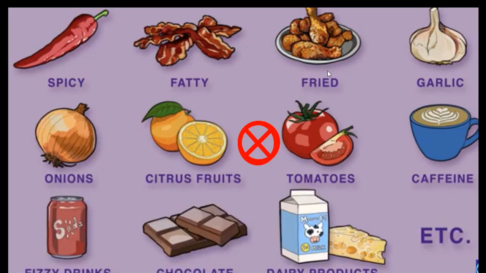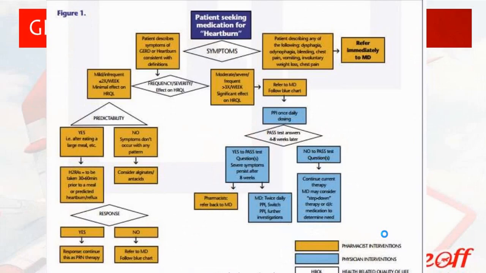Spicy food, fatty food, fried food, garlic, caffeine, tomato, citrus fruits, onion, peppermint, chocolates, dairy products, all this should be avoided because this predisposes to GERD.